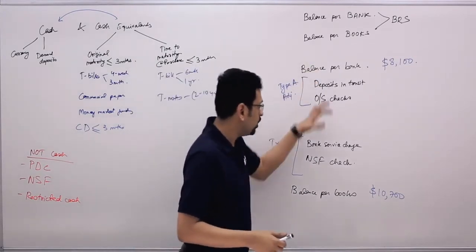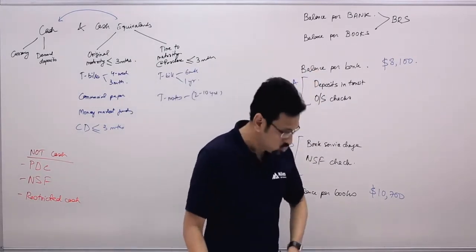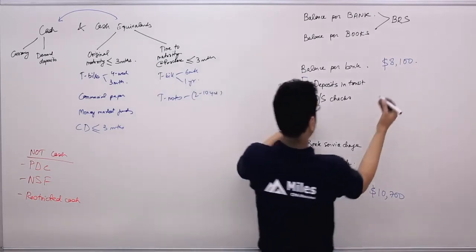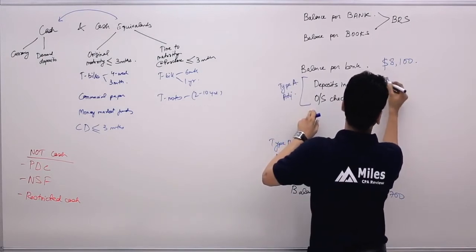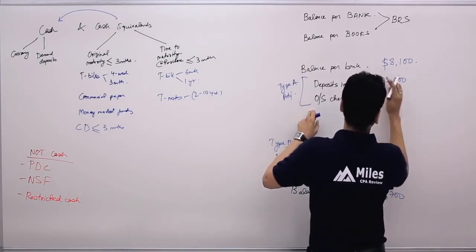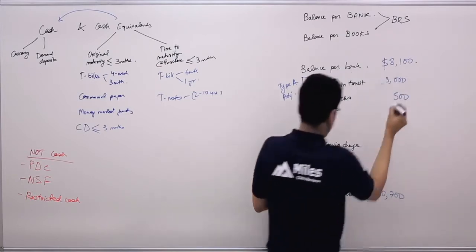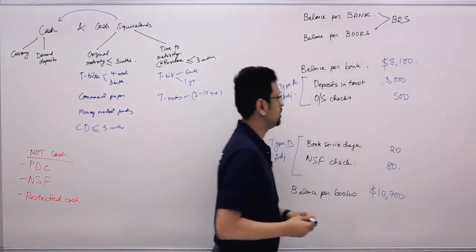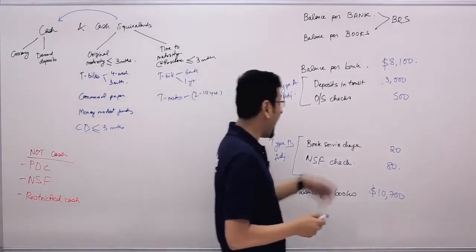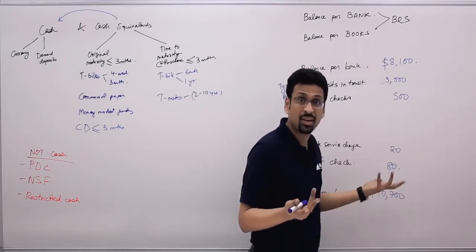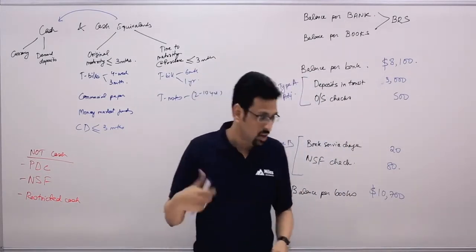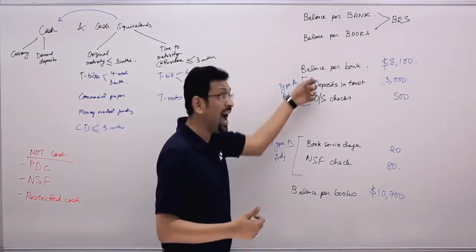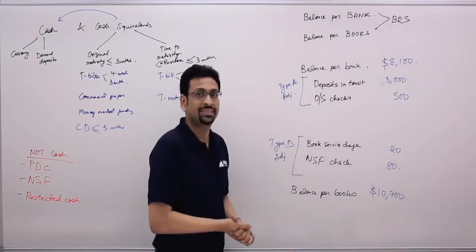Now, we have identified all these items and we got the amounts on the book. Let's put the amounts right here. So for deposits in transit, it's $3,500. For outstanding checks, this is $3,000. This is $500. This is $500. And bank service charge is $20. Non-sufficient funds is $80. Now the question is, do you add all this or subtract? For that, I'll give you a lovely trick, a lovely way of doing it. We'll use hand movements to understand whether to add these adjustments or subtract these adjustments.